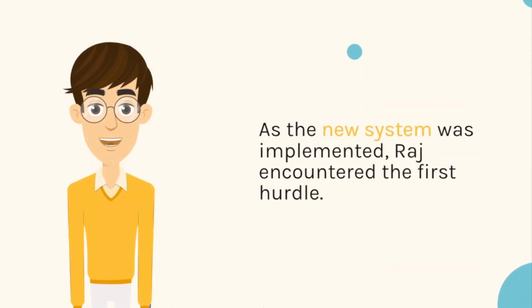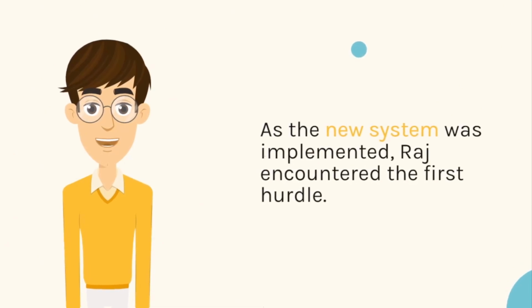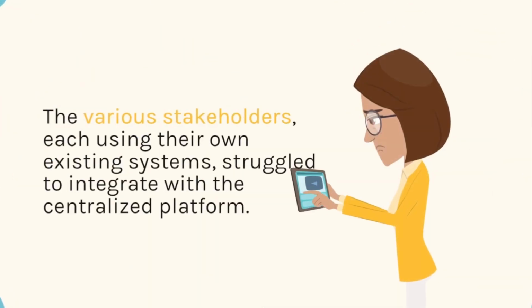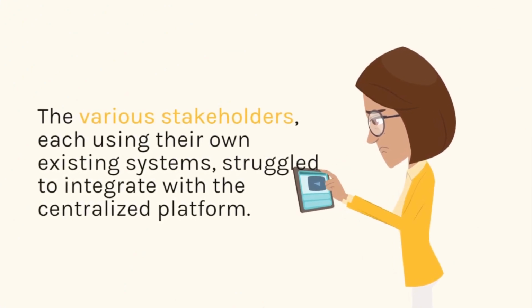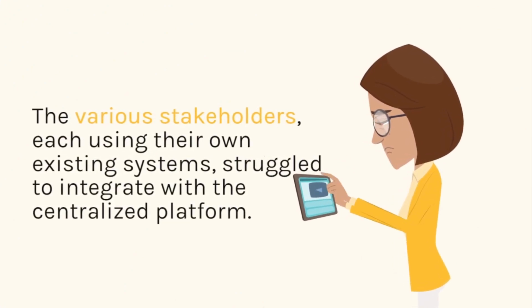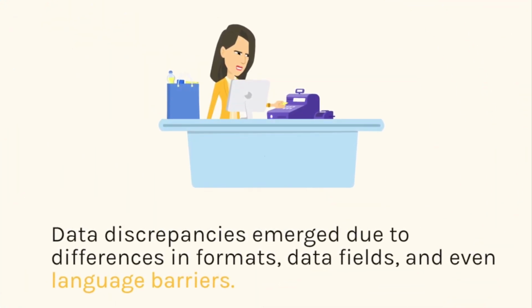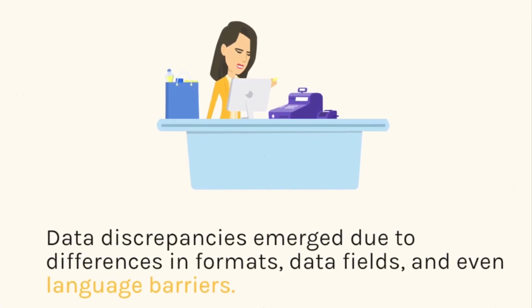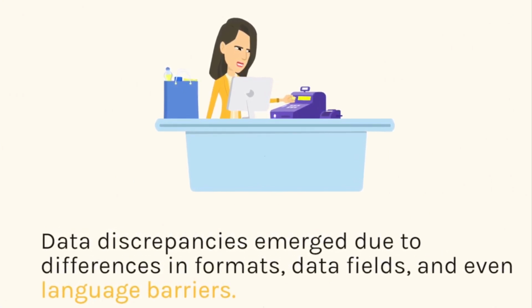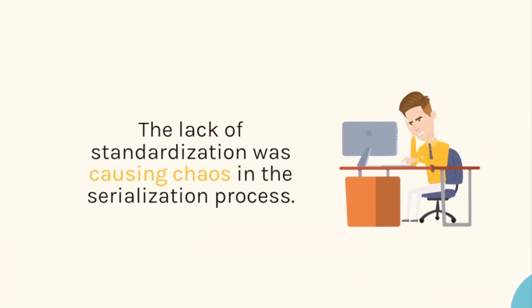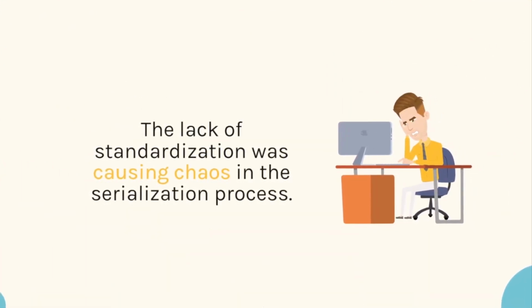As the new system was implemented, Raj encountered the first hurdle. The various stakeholders, each using their own existing systems, struggled to integrate with the centralized platform. Data discrepancies emerged due to differences in formats, data fields, and even language barriers. The lack of standardization was causing chaos in the serialization process.